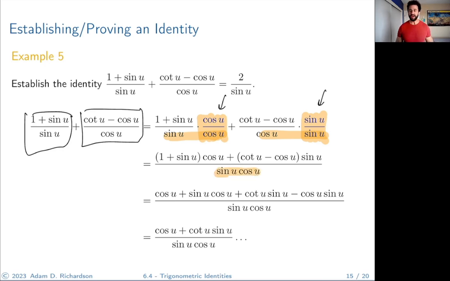Okay. Now I just need to work with the numerator. So I'm going to distribute cosine, distribute sine. I'm going to get a big old mess up here. That's okay. It's okay if you get a big mess. Just take a deep breath.